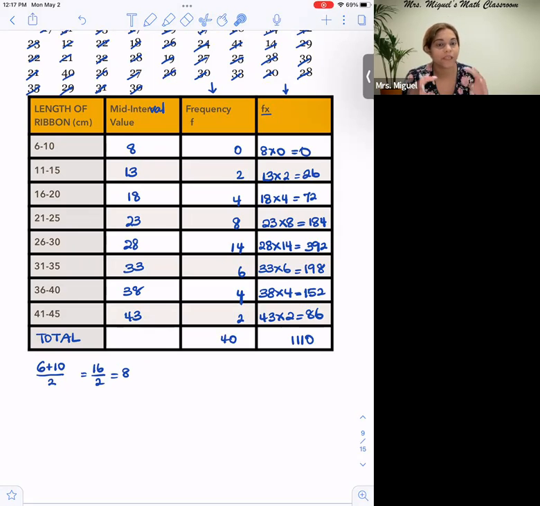So that is where the mid-interval value comes in. This is an interval, meaning that different numbers lie in that interval. We have 6 all the way to 10. So the mid-interval value comes in when we have grouped data. To find it, we take the lower class limit, which is the low value, and add it to the upper class limit, which is the higher value, and we find the average of those two. Then we go ahead to find the f of x.